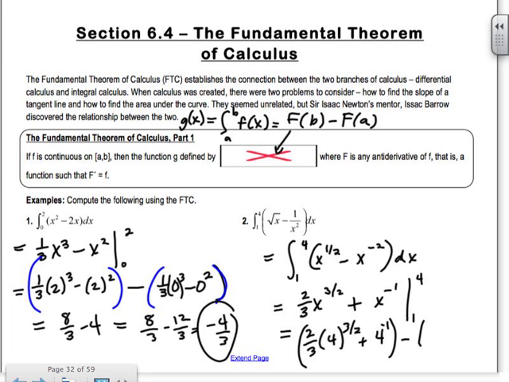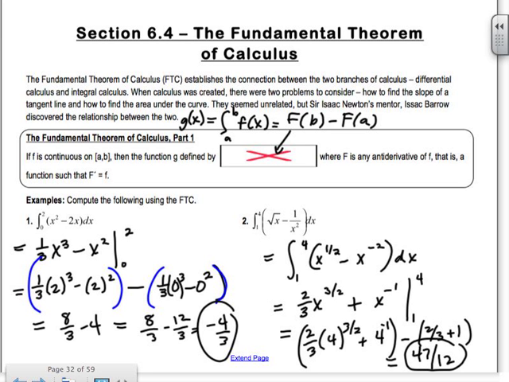Okay, you can simplify that. Anybody have it simplified? I think you get 47/12. So 47/12. Thank you. All right.